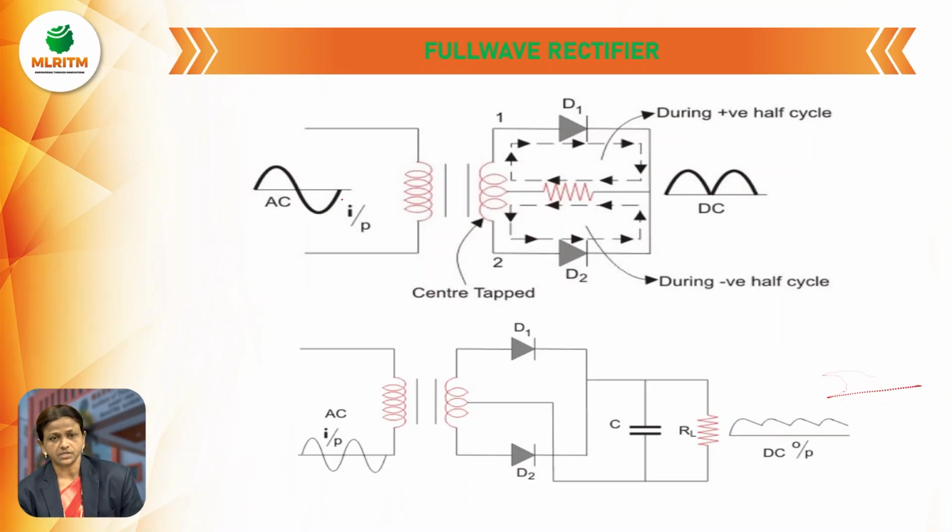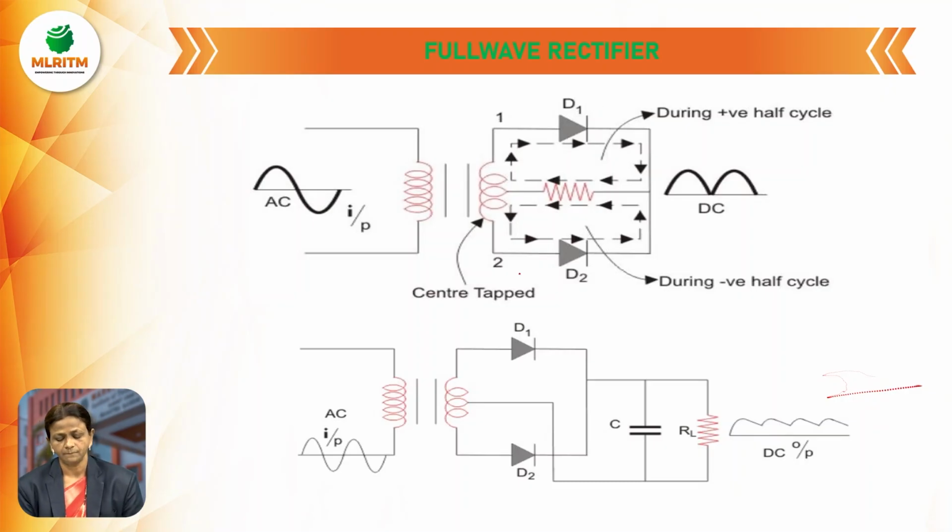Next, during the negative half cycle, means pi to 2 pi, terminal A becomes negative, terminal B becomes positive. When terminal A becomes negative, the negative is connected to the anode of diode D1. So diode D1 is in reverse bias. Whenever it is in reverse bias, it acts as an open circuit.